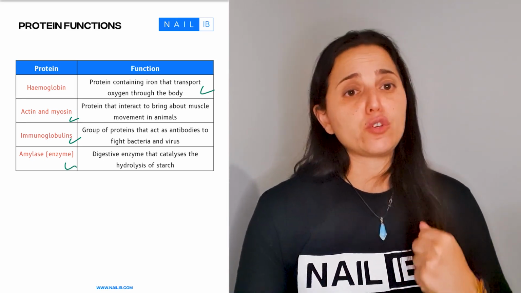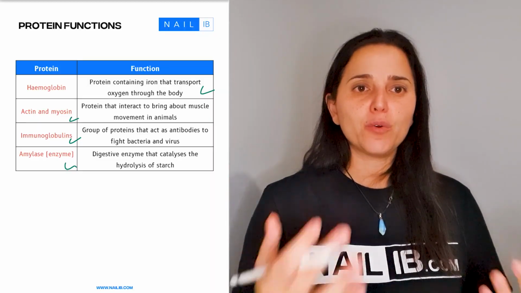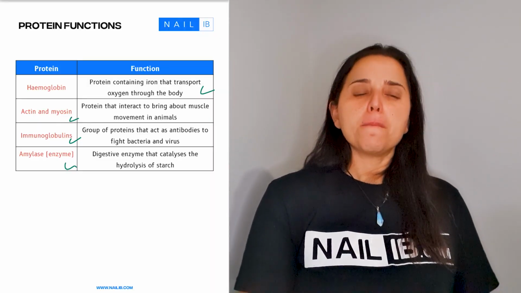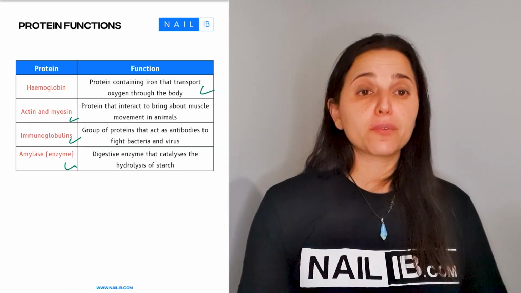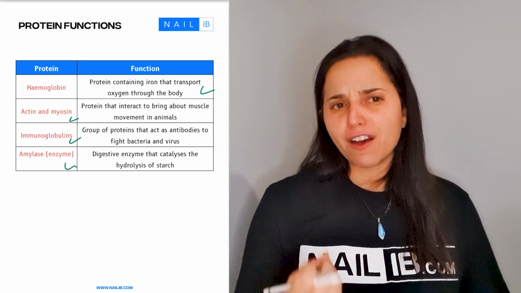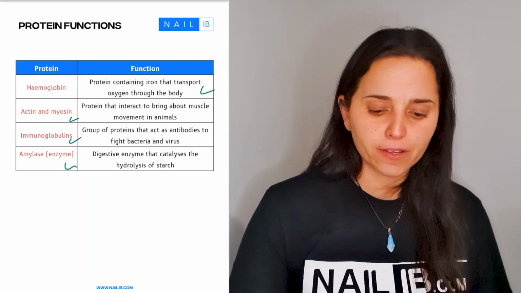Amylase, for instance, is used in the digestive system. What is it doing? It's breaking down starch. So you see, proteins can be found as enzymes, proteins can be found as hormones, proteins can be found as receptors. So there are a lot of structures and functions of proteins in your body.